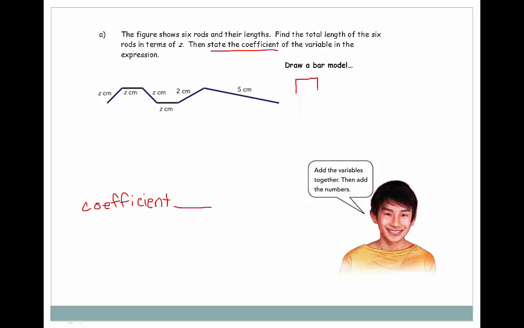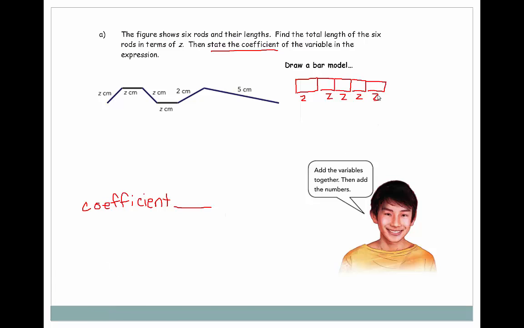We have one that is z centimeters. And we have another one that is z. Another one, z. We have another one, it's a little bit longer, that's a z. And we have one that's really long, that's z. Oh, that one, I wasn't paying attention. I was just having fun drawing.